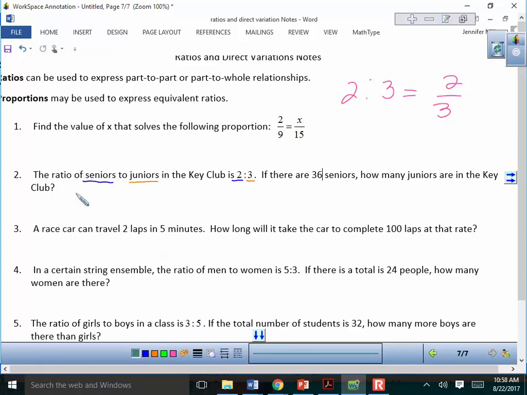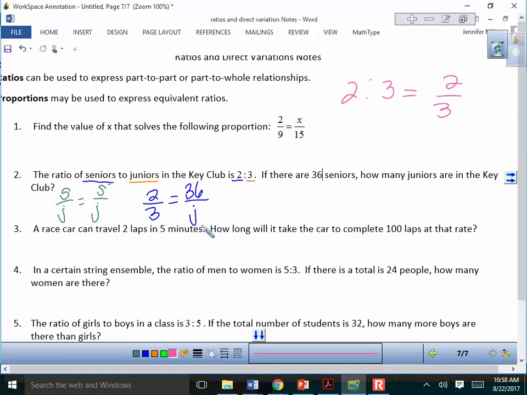So we're going to set up a proportion of a ratio of seniors to juniors is equal to seniors to juniors. So how would I begin this ratio? 2 represents the seniors, so it would be 2 over 3 is equal to, now does 36 represent juniors or seniors? Seniors, and that means it goes on the top, right? And then we would just have a J here on the bottom for the juniors, because it's seniors over juniors equals seniors over juniors.